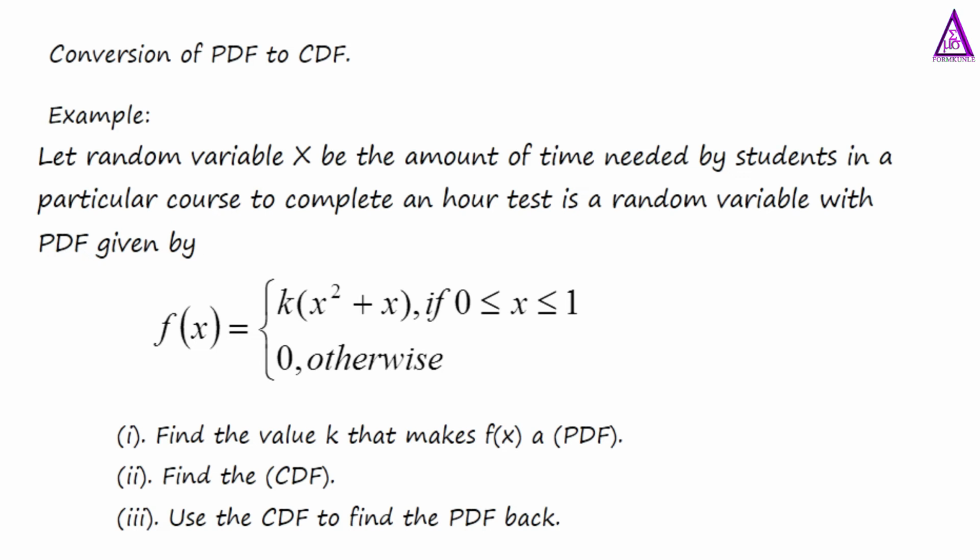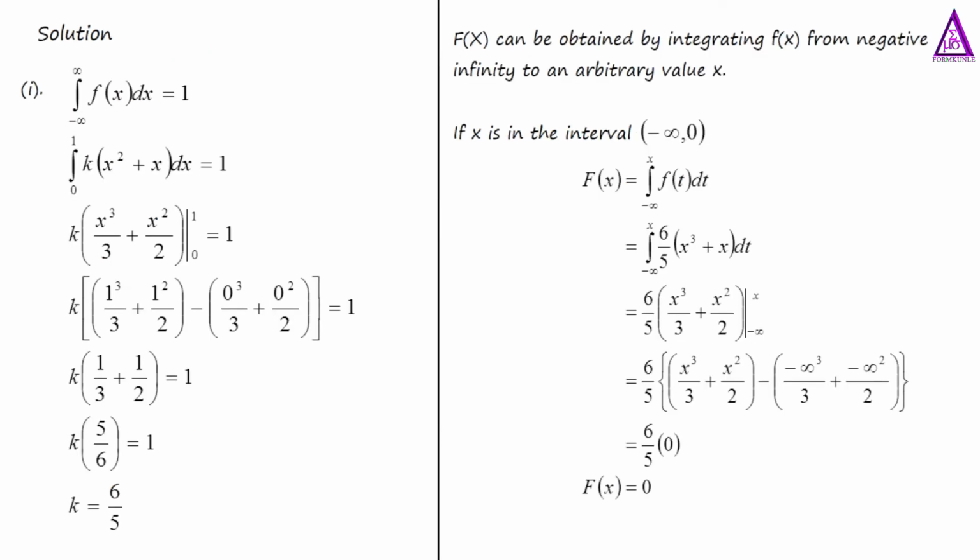Question 1. Find the value k that makes f of s a PDF. Find the CDF. Use the CDF to find the PDF back. As we know, the cumulative distribution function is the integration of the probability density function. And when we integrate the probability density function, we are going to obtain 1.